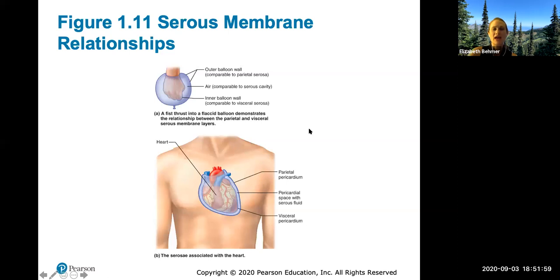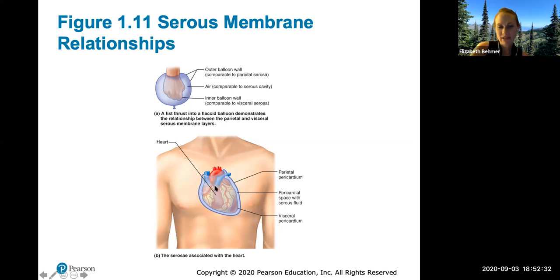So this is a look at how a serous membrane is set up. Remember, the serous membrane is a double-walled membrane. An example that I think you might have learned in anatomy is if you were to put your fist through a balloon, and let's say your fist itself is the organ, the inner balloon wall would be the visceral serosa that covers the organ, and the outer balloon wall is comparable to the parietal serosa. And then there would be air in between, that's like the serous cavity that's filled with fluid.